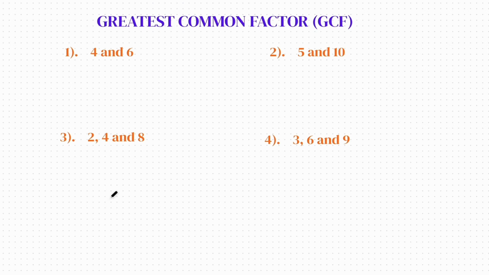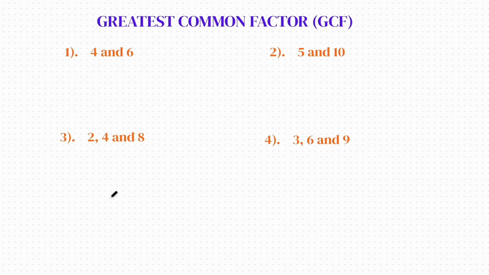So if you're given some numbers and you're asked to find the greatest common factor, what are you going to do? You're going to list the factors of each individual number, then you're going to compare. You're going to identify the factors that each number has in common, then you're going to pick the factor that's of the highest value. Let's look at our examples.